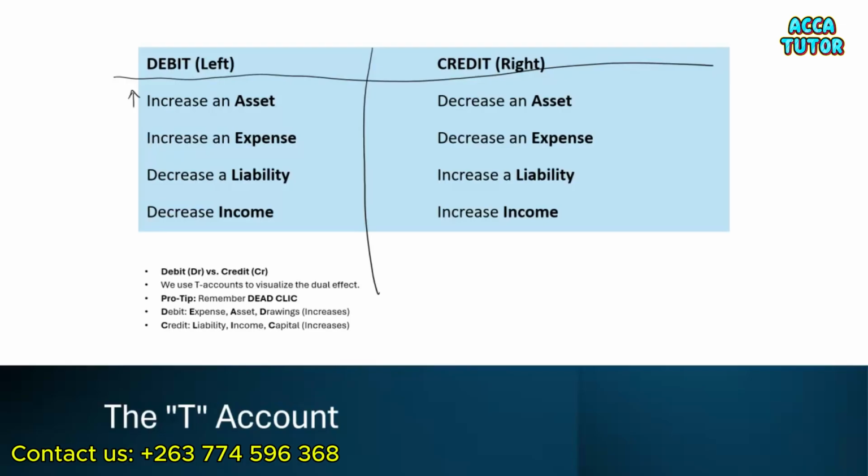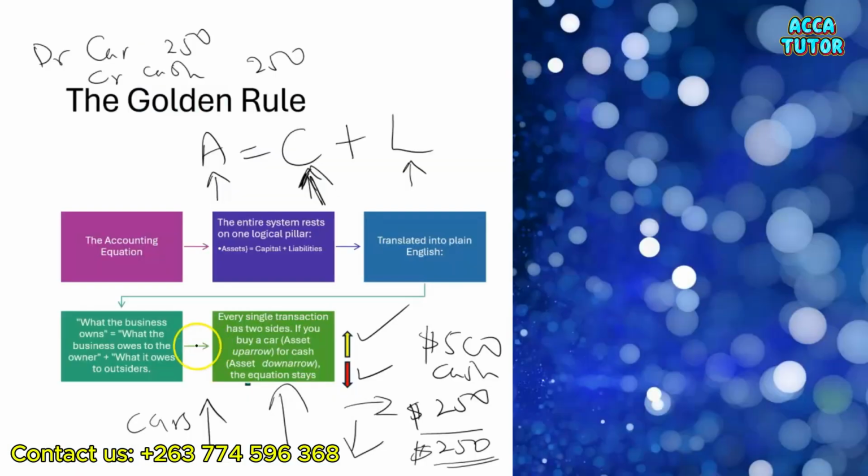So whenever there is an increase in the assets, we are debiting. However, when the assets are decreasing, for example, the asset cash, which was decreasing here, we say that we credit.